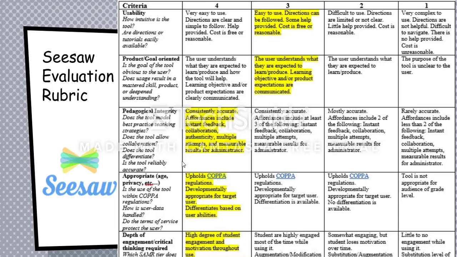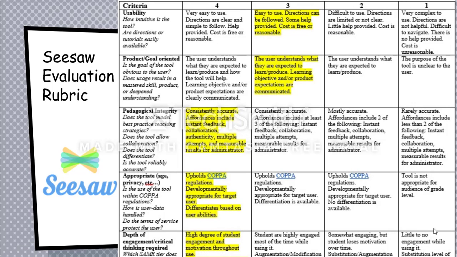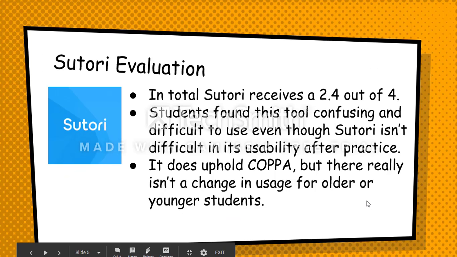Based on the evaluation rubric, the usability got a 3. The directions are pretty easy to follow, but some students were still having a little bit of difficulty with it. All the students were motivated, and it gave them a lot more voice in the classroom. I used Sutori as well, but it received a 2.4 out of 4.